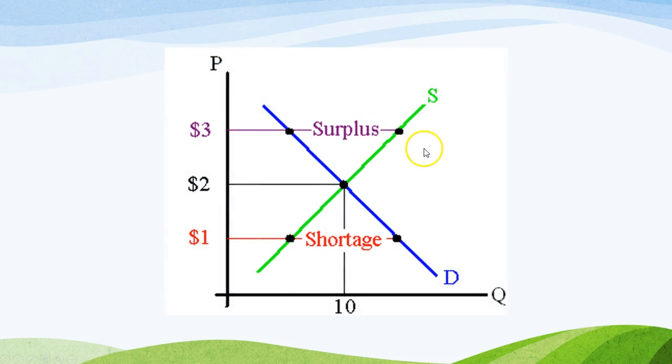So you know if the price is set above equilibrium, you're going to end up with a surplus. If your price is set below equilibrium, you're going to end up with a shortage.